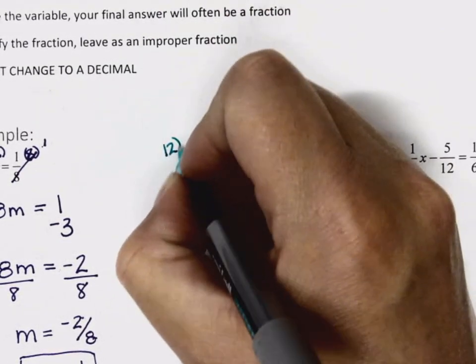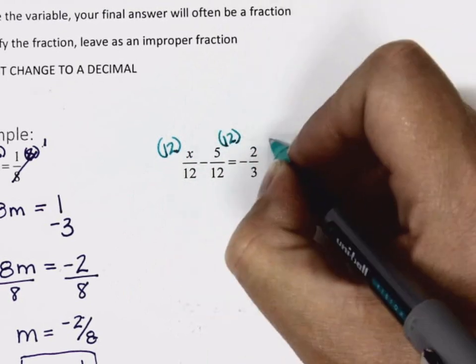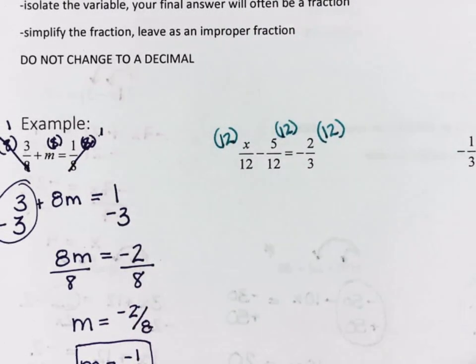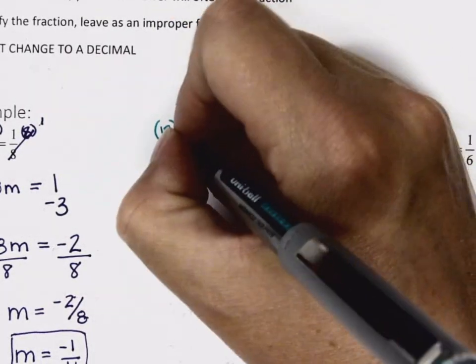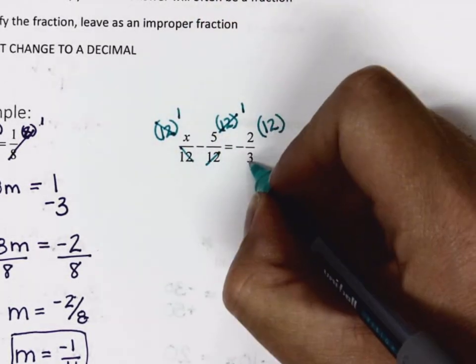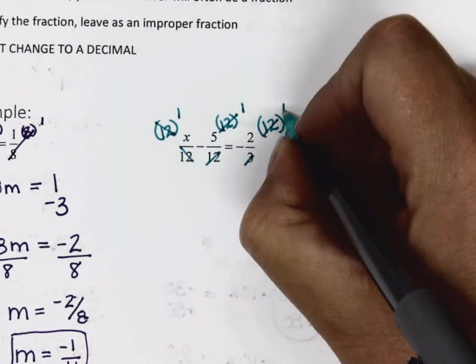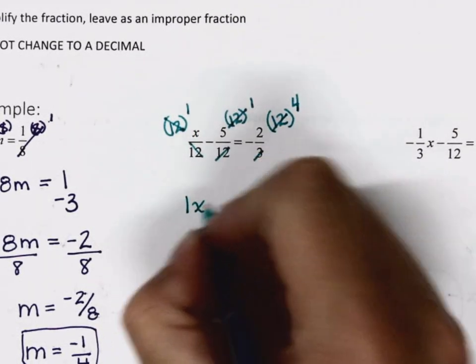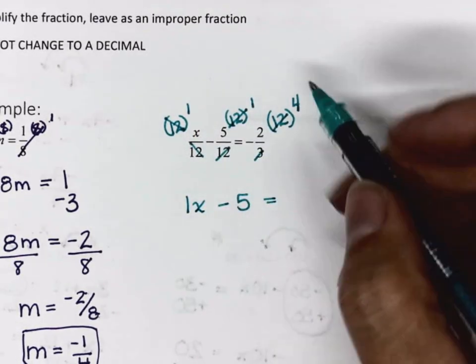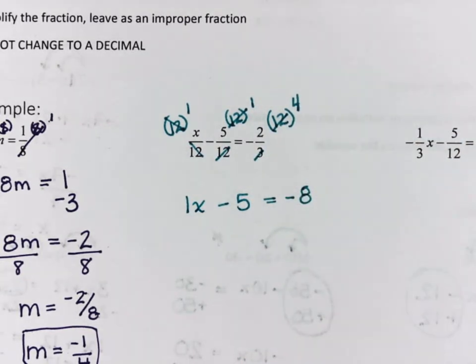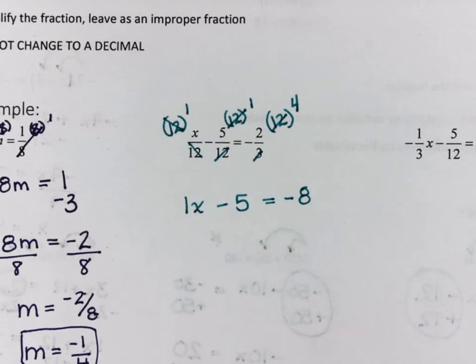So if I times this one by 12, and this one by 12, and this one by 12. So remember how over here I was like 8 divided by 8 gives me 1? We're going to do the same thing. So 12 divided by 12 gives me 1. 12 divided by 12 gives me 1. 3 divided into 12 leaves me with 4. Okay? So now we have 1x minus 5 equals negative 2 times 4, which is 8. And I know that seems like a little bit of magic, but all you're doing is dividing and then multiplying.